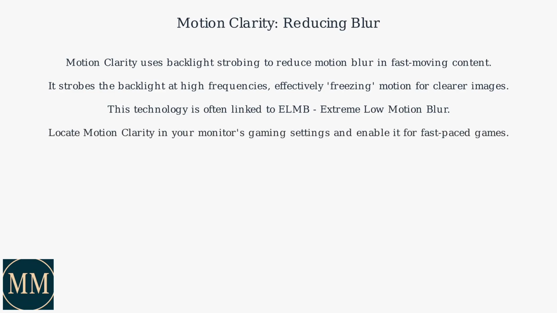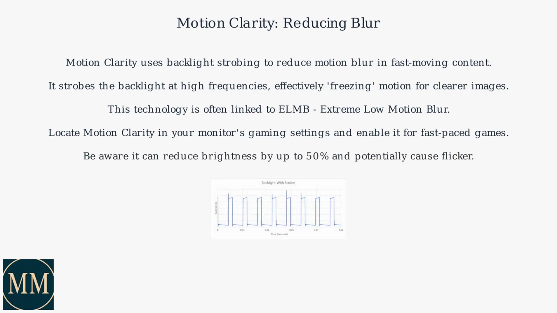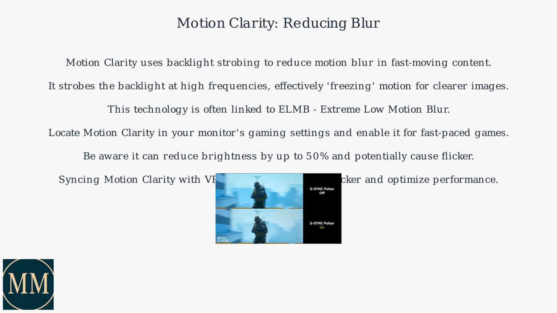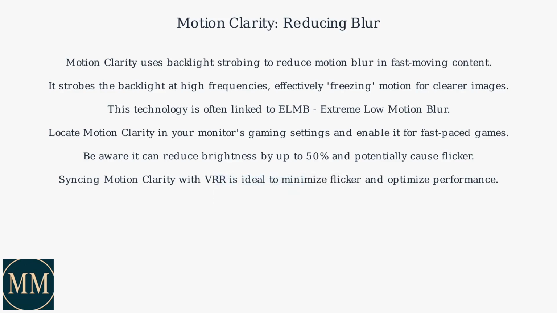To use motion clarity, access your monitor's gaming settings menu. Enable it when playing fast-paced games like first-person shooters or racing titles where motion blur reduction is most beneficial. However, there are some trade-offs. Motion clarity typically reduces screen brightness by about 50% and can cause visible flicker, especially if not properly synced. For the best results, sync motion clarity with variable refresh rate technology. This combination minimizes flicker while maintaining the blur reduction benefits.